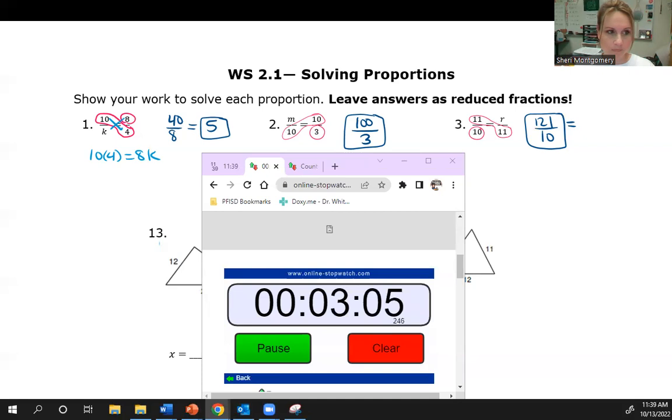Wait, but if we have the decimal, can we still write it like that? We can, yes, for sure.